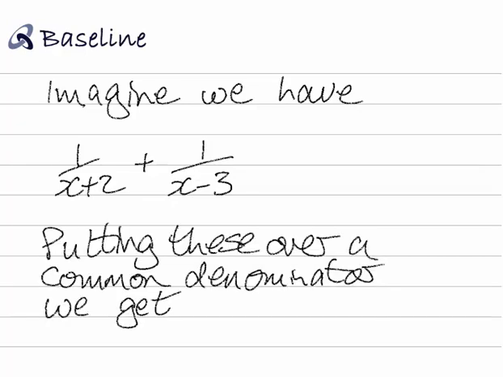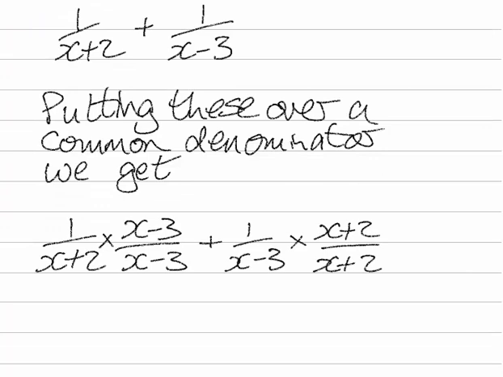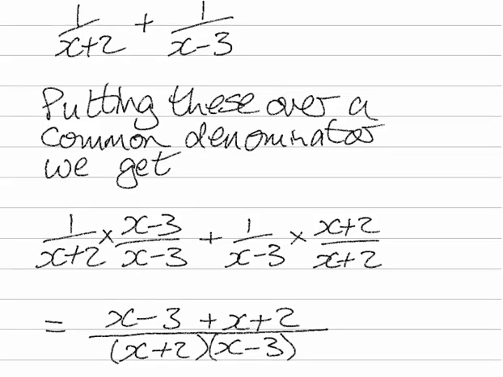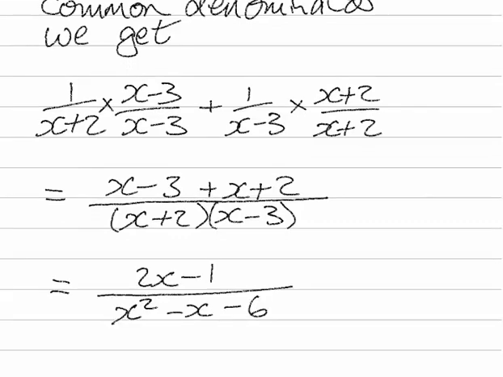Putting these over a common denominator, we get 1 over x plus 2 times x minus 3 over x minus 3, plus 1 over x minus 3 times x plus 2 over x plus 2. Putting them over the common denominator, we get x minus 3 plus x plus 2, and then simplifying that we get 2x minus 1 over x squared minus x minus 6.